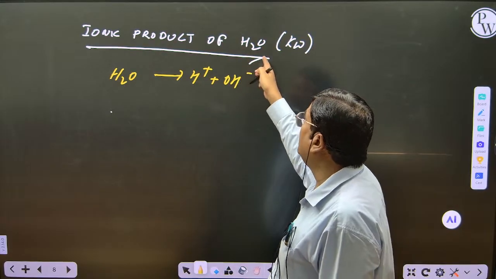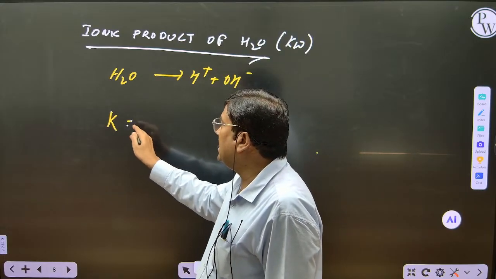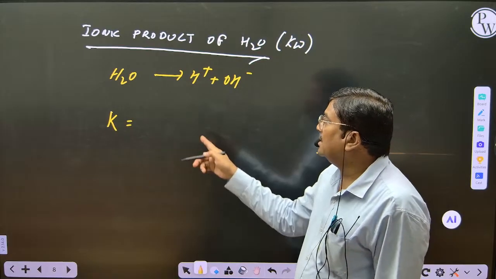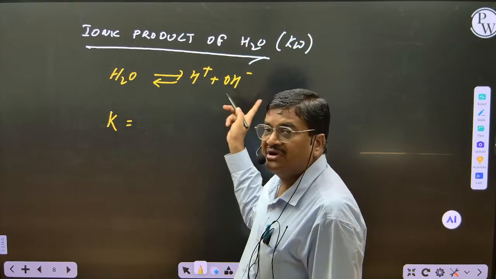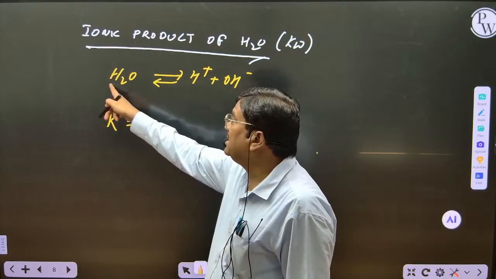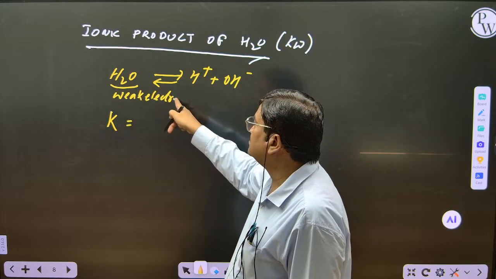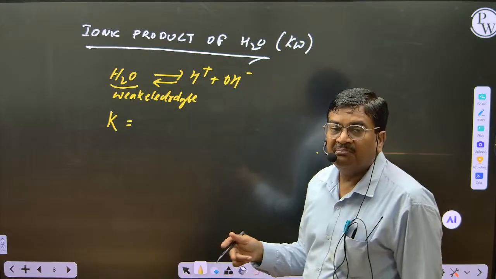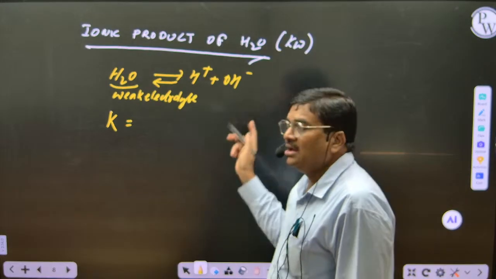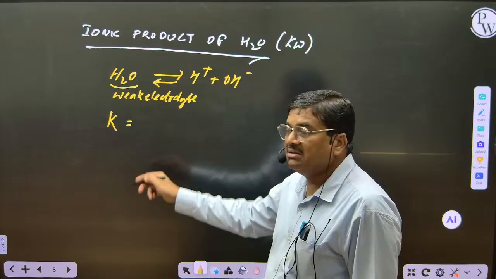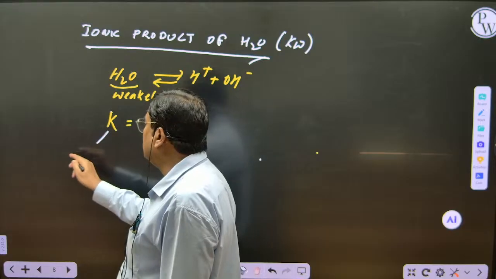Now for this we have to find the ionic product. Later we study the equilibrium constant. K is called the equilibrium constant, and this will be a reversible reaction. Reversible means it can move both forward and backward. Why? Because water is a weak electrolyte. Since water is a weak electrolyte, it will not completely ionize. An equilibrium exists between H plus and OH minus. So for this we apply the equilibrium constant.